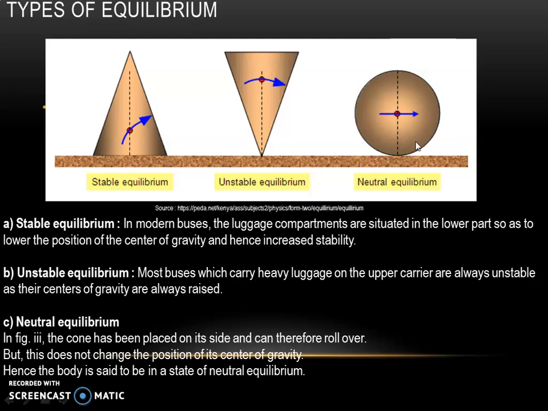This figure represents a neutral equilibrium. Here the cone has been placed on its side, and therefore it will roll over. And due to this, there won't be any change in the position of the center of gravity. Center of gravity will remain at the position which was earlier. Hence, the body is said to be in the state of neutral equilibrium. Whatever may be the position of the object, the center of gravity will occupy the same position.